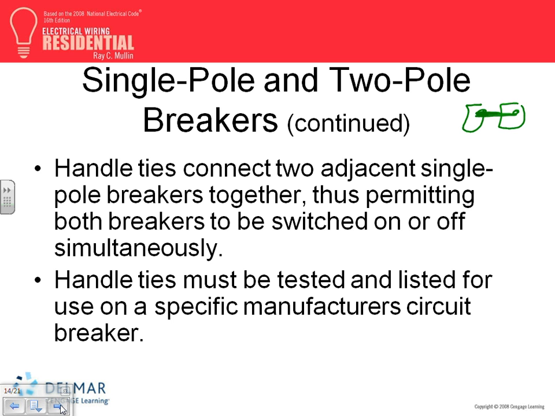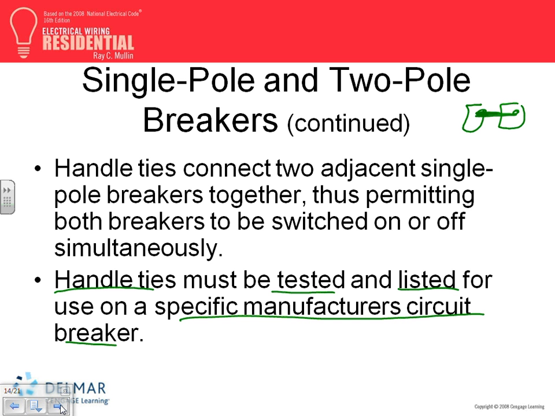And look at that, the handle tie, don't listen to my friend DJ here, has to be tested and listed for the specific manufacturer's circuit breaker. So it has to almost come with it. Can I use two single-pole circuit breakers on an air conditioning? I can. Two-pole tied together on an air conditioning.